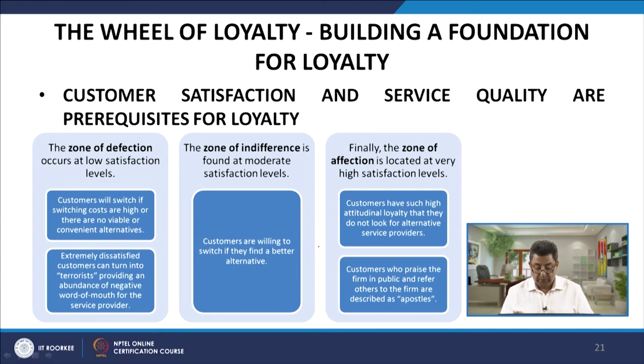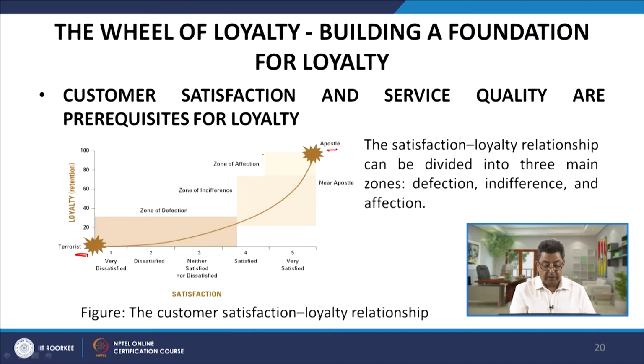Customers who praise the firm in public and refer others to the firm are described as apostles. So this is the area where the customers do not shift and they spread positive word of mouth. This is what every service company wants to achieve. But you see that this is the smallest area.